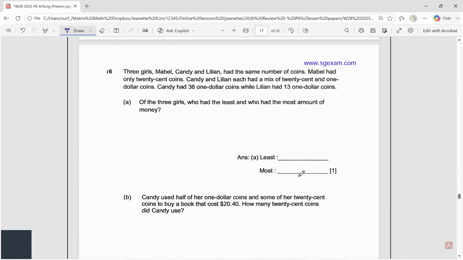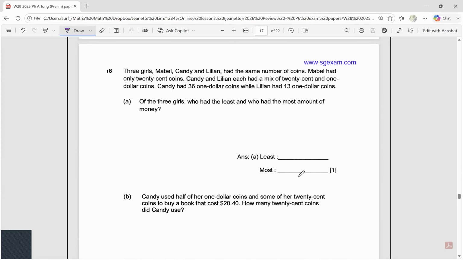Question 16. 3 girls, Mabel, Candy, and Lillian had the same number of coins. Mabel had only 20-cent coins. Candy and Lillian each had a mix of 20-cent and $1 coins. Candy had 36 $1 coins. Lillian had 13 $1 coins. So of the three girls, who had the least and who had the most?